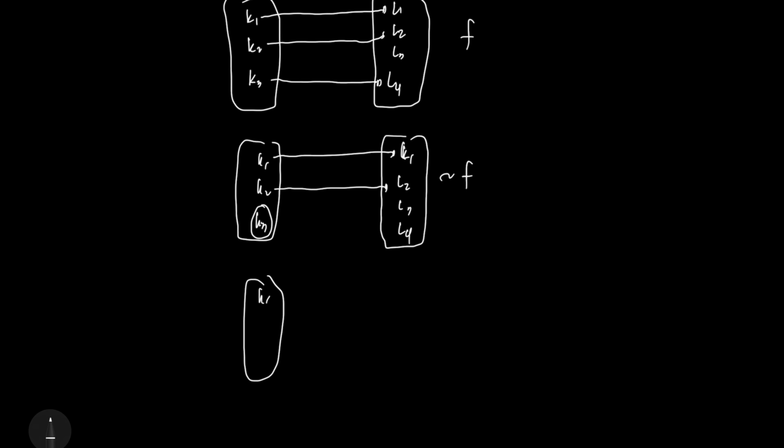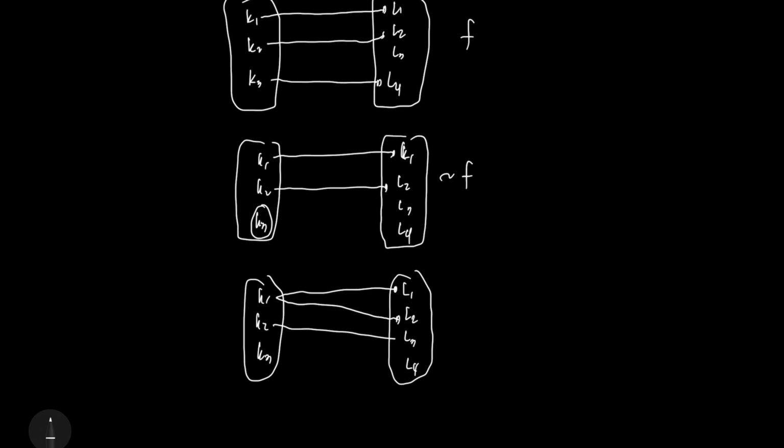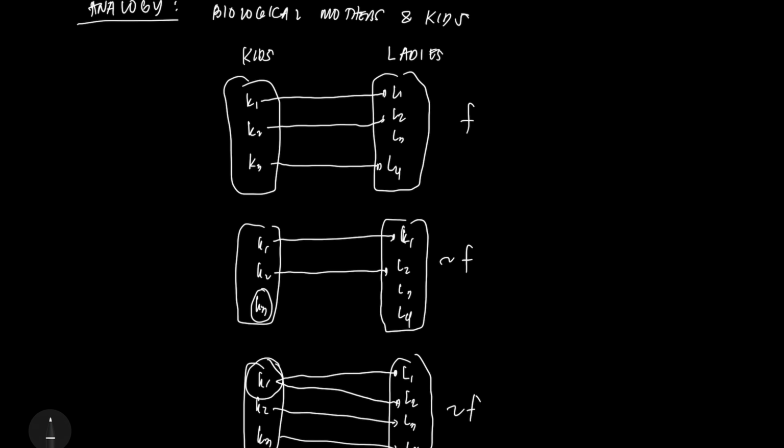Now if we have kid 1, kid 2, kid 3, then we have L1, L2, L3, L4. If we have kid 1 is a son or daughter of L2, then kid 1 is also a son or daughter of L3. So something like that. This is not a function because it's impossible to have one kid with two biological mothers. Okay, so this is not a function. So basically, a function is like that. A relation of biological mothers and kids.